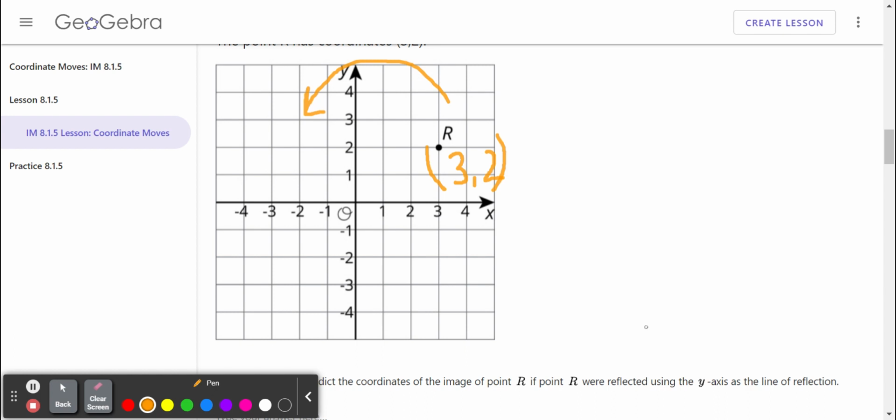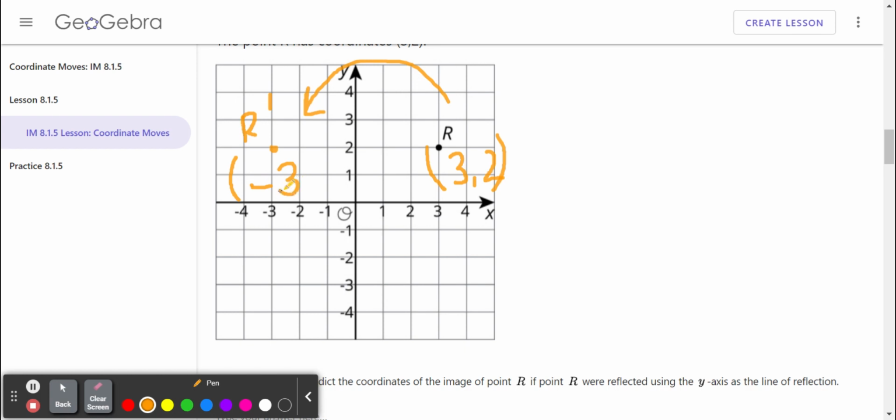Okay, so if you haven't made your prediction yet, pause the video to write it out. I want you to check your answer by actually reflecting R over the y-axis. When we reflect R over the y-axis, we end up with R prime right here. And notice that the coordinate pair for R prime is -3 comma -2.